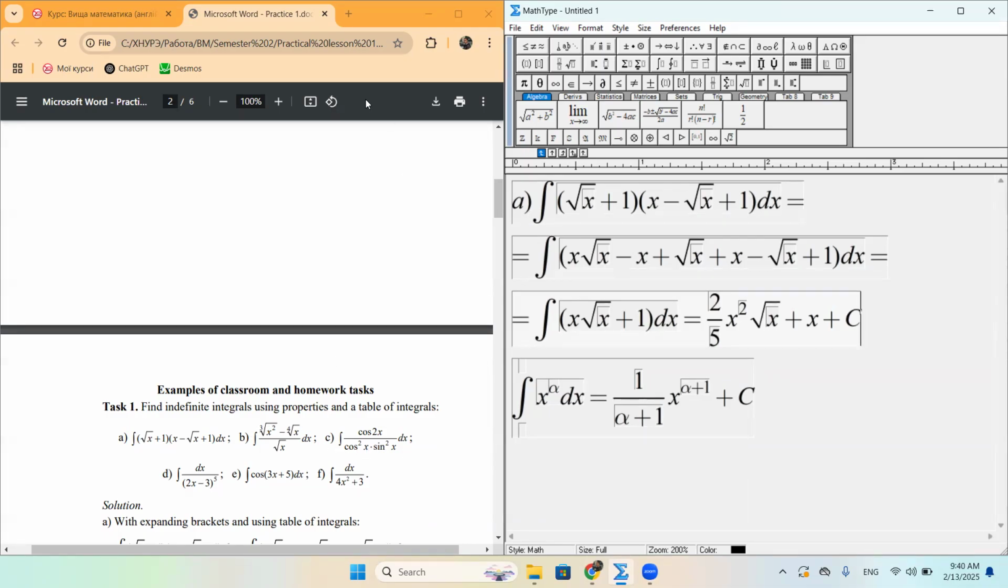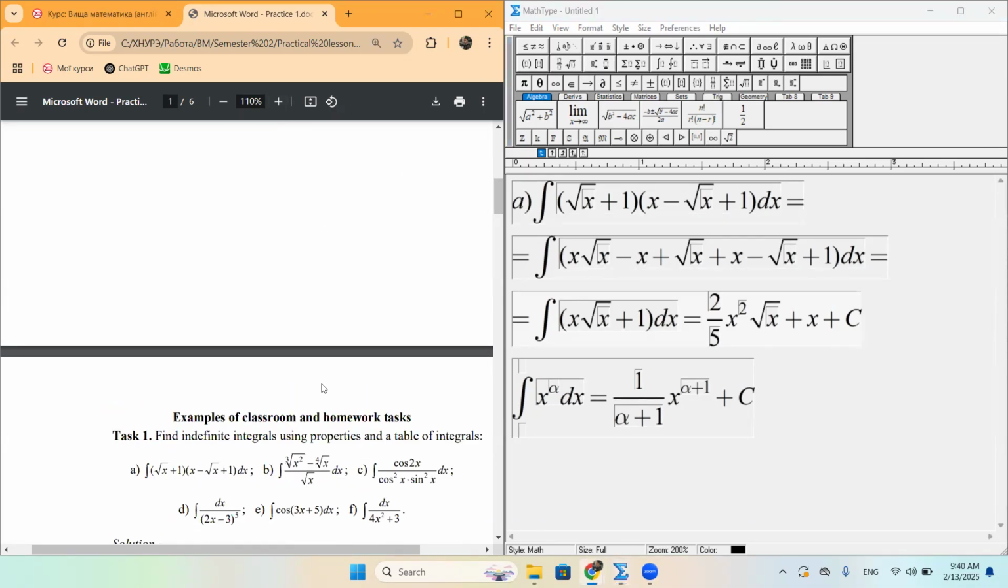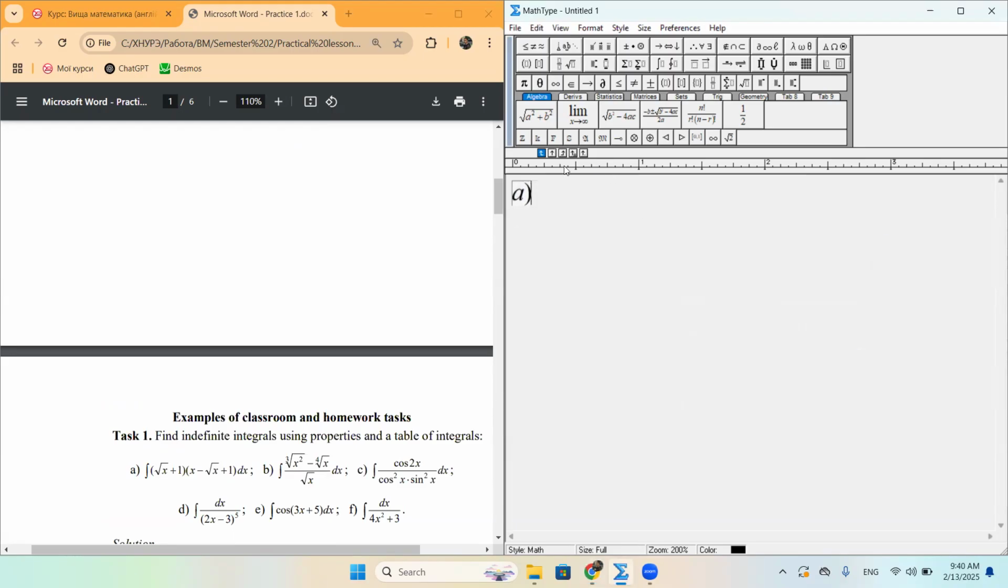Actually, part B is done analogically, so we divide both these addends by square root of x and integrate like this function, power function. So let's skip it and let's better solve part C. So it's more interesting integral.